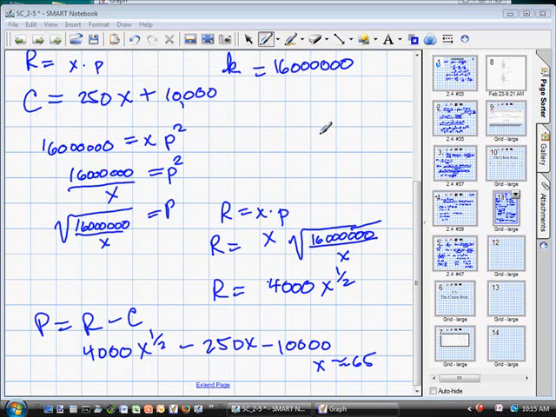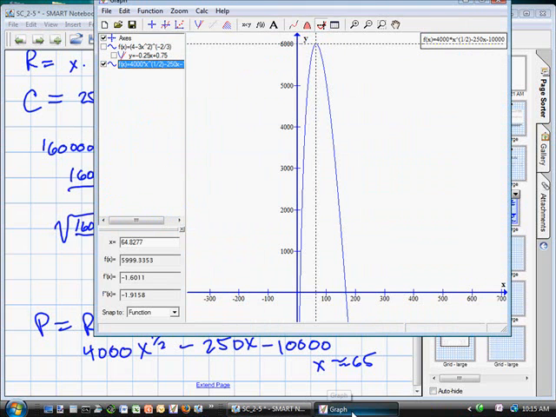So why did we do that? All right, let me just remind you, this was a profit graph. Why did I want to go to the top? Because it's a profit graph, I want the profit to be as high as possible. So I was looking for the vertex.